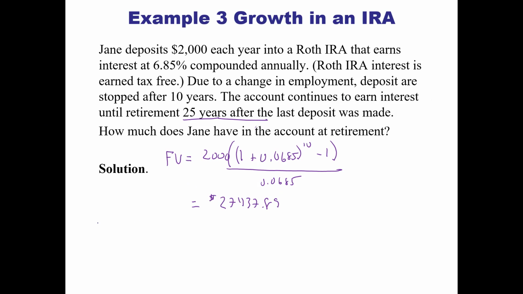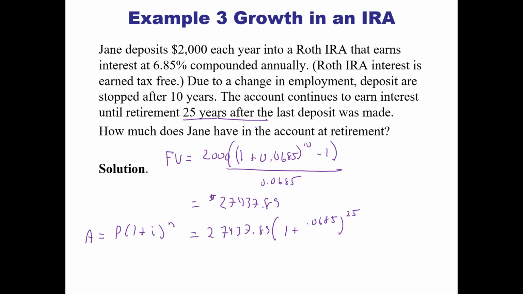Now it says it continues to earn interest until retirement, 25 years after the last deposit. So now we're back to A equals P times 1 plus I to the n. We deposited 27,437.89 times 1 plus 0.0685, to the 25 years. And so that looks like everything we need. So I'm just going to do that on a calculator here.